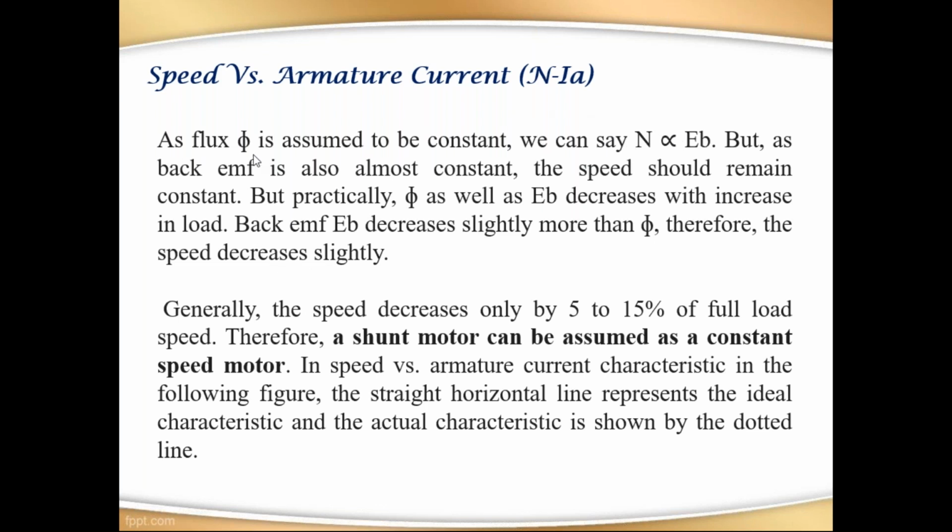Now see here, as the flux is assumed to be constant, we can say that N is directly proportional to the EB. So this is the second relation, but as back EMF is almost constant, the speed should remain constant. సో ఎప్పుడైతే back EMF constant ఉంటుందో all parameters should be constant. That's why the DC shunt motor is called as constant speed motor.